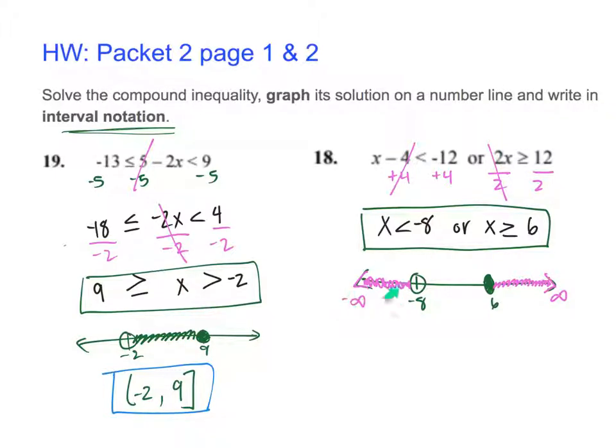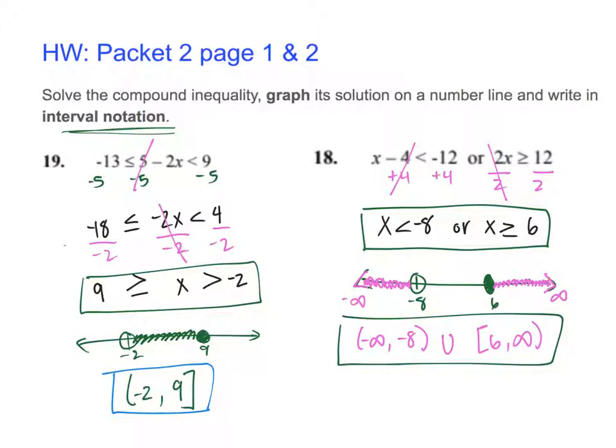Now that I can actually see my shaded regions, I know I have to write 2 intervals, one from negative infinity to negative 8 parentheses, and then bracket 6 to positive infinity, parentheses, and then a U in the middle to join that together. And that there is my interval notation that they want.